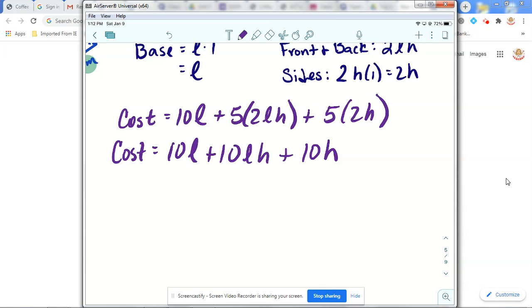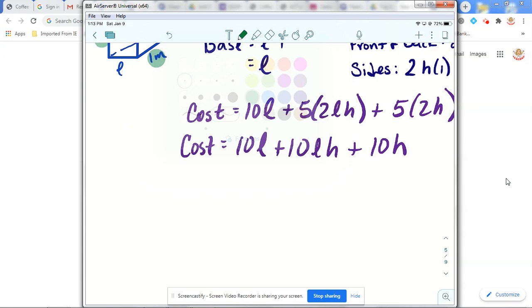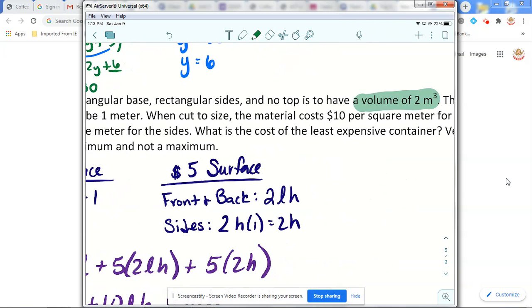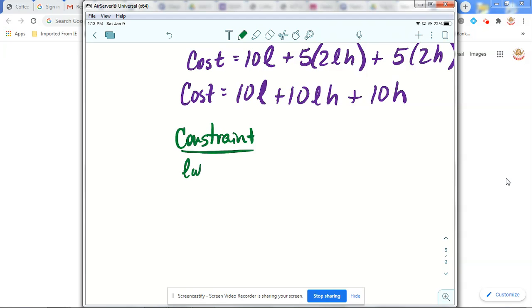Okay, so we have a little bit of an issue because we have L's and H's. So I would need to go back and use a constraint so I can just solve for one or the other. So let's find what we can use. The only thing we can use is that the volume is to be 2 cubic meters. So when I do the length times the width times the height, that's going to be 2. All right, so I already know my width is 1. And then I can solve for either L or H. Let's just solve for H. So we can replace H with 2 divided by L.